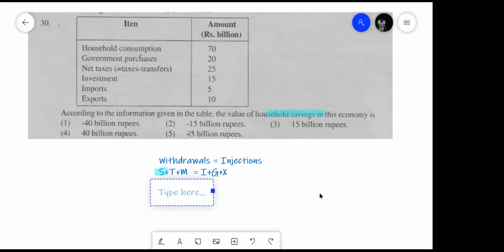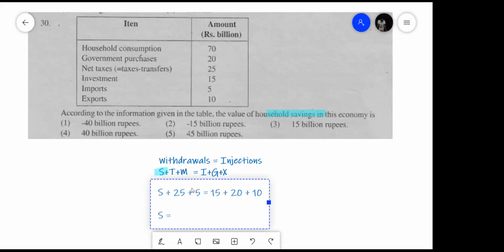Okay, so I'll repeat once again. The equilibrium level of national income, you can find using W equals J. So what are the withdrawals? S, T, and M. Injections: I, G, and X, right? Simply, they will ask you to find one of these and give you five of them. It's simply putting the numbers into the equation. Savings is what they're asking you to find. So how much is taxes here? Net taxes they have given, 25. How much is imports? 5. So that part of the equation is done. How much is investment? 15. How much are government purchases? 20. How much are exports? 10. Same simple thing. What you do here is you move it around and find S equals how much.